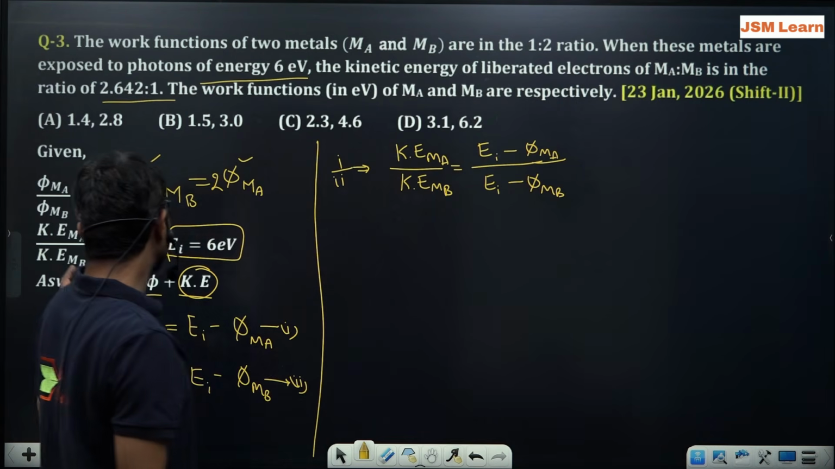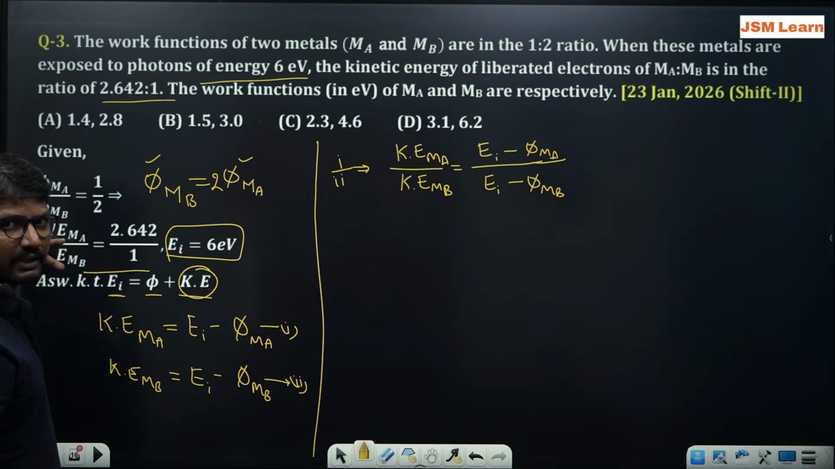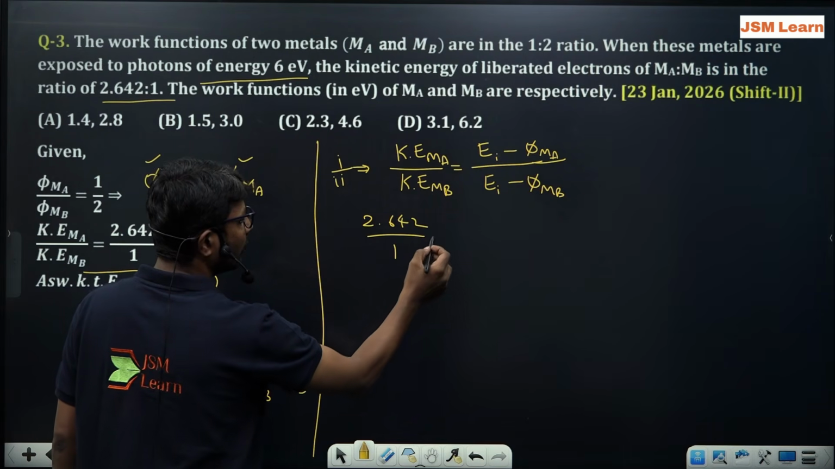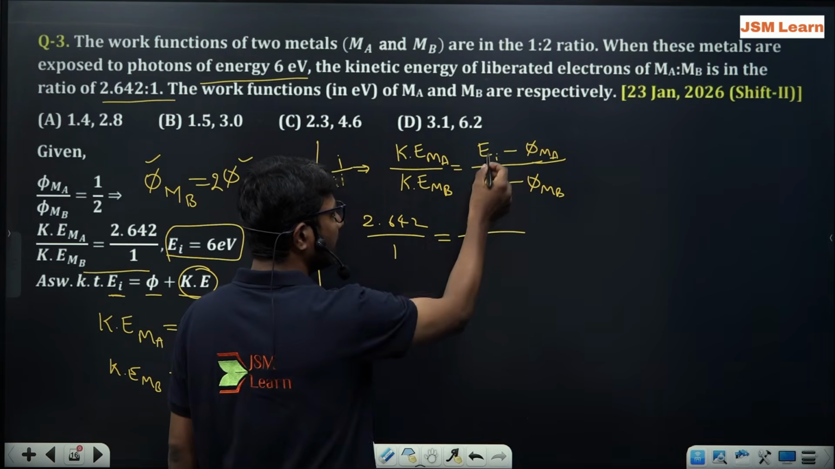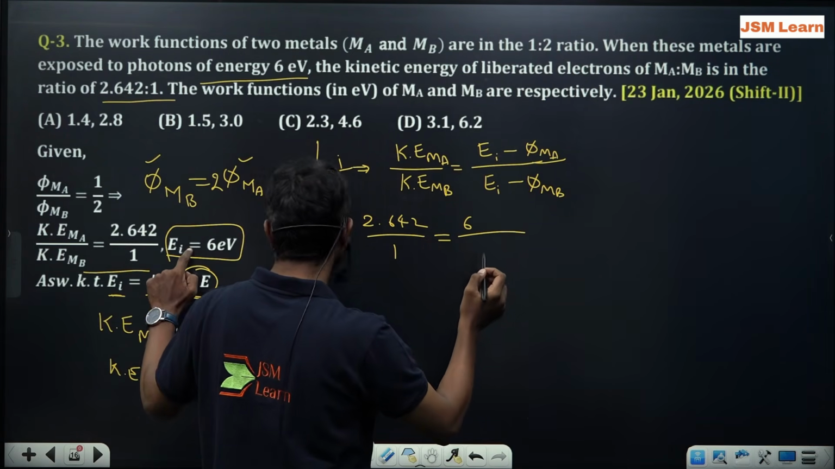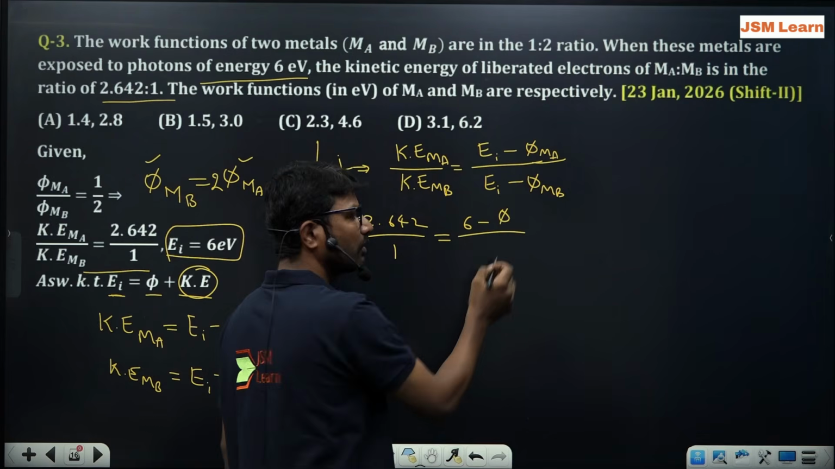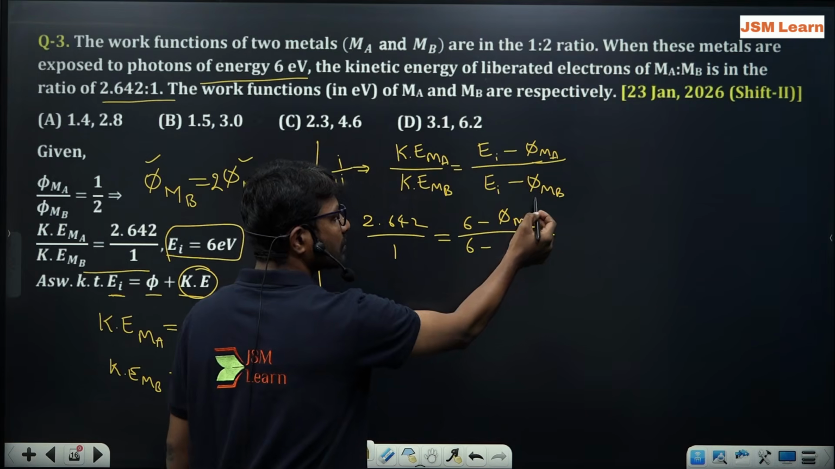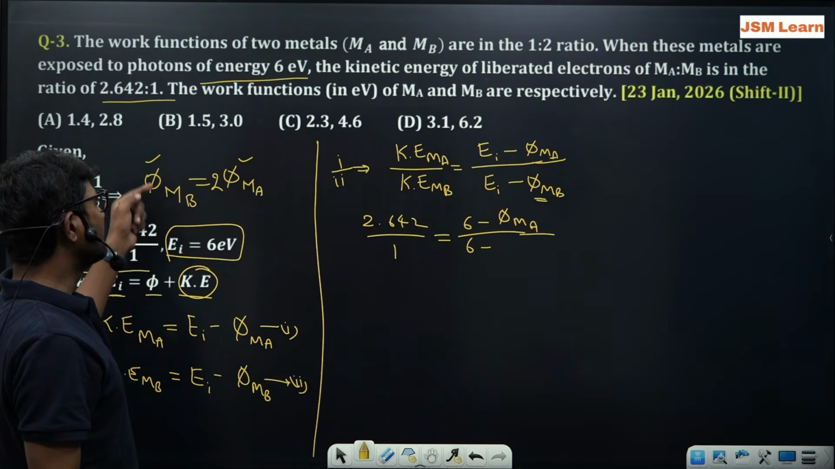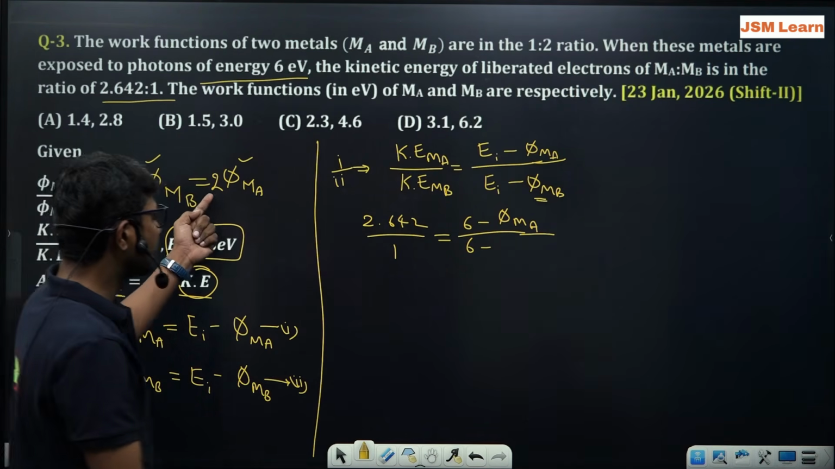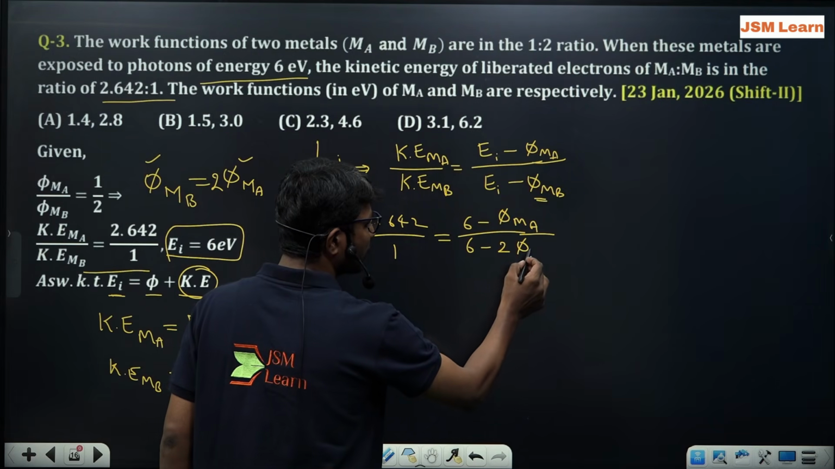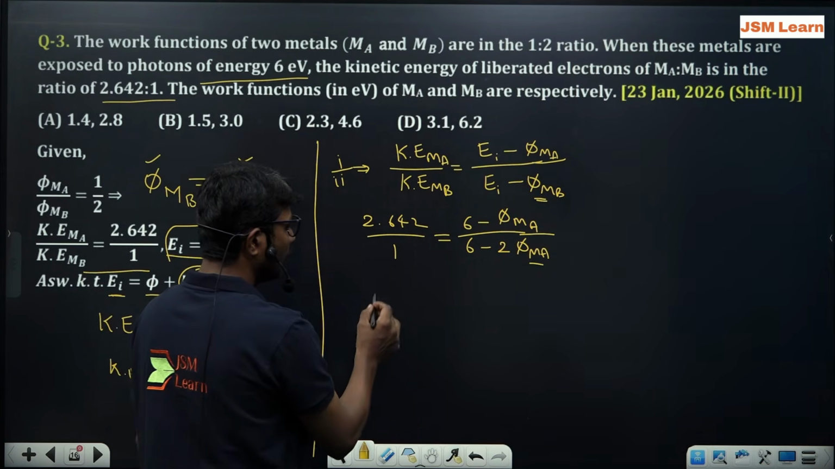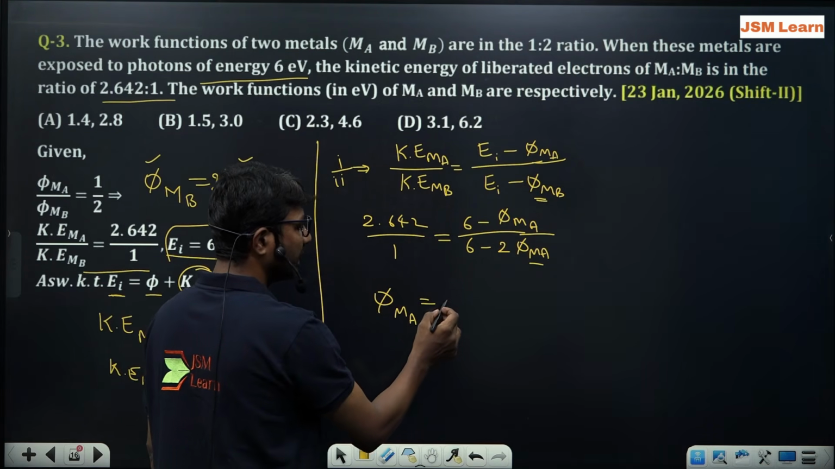So from the given data, we can write the ratio of kinetic energies of both the metals, Ma and Mb, as 2.642 upon 1, which is equal to the incident light's energy, which they have given as 6 electron volts, minus the work function of metal A, upon 6 minus the work function of metal B. Now look at it, as per the information, the work function of metal B can be written as 2 times the work function of metal A. On simplification of all these, we will get the work function of metal A as 2.29.